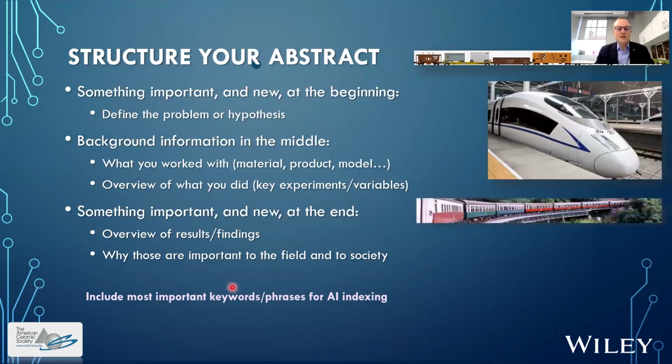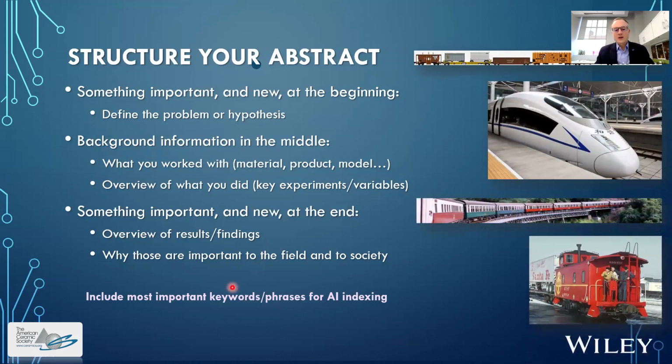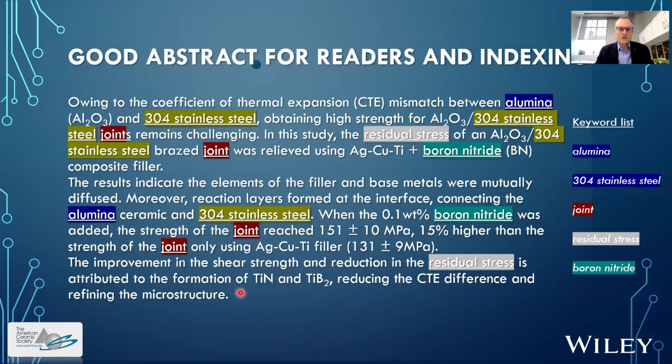Make sure that your abstract includes the most important keywords and phrases for AI indexing. We want to make sure that people are able to find your papers, and tools like Google Scholar are going through your abstracts and your titles to pick out keywords from there. And so make sure that you consider that audience of these AI tools that are combing through the peer-reviewed literature to make sure that they are able to pick out those keywords so that readers can find it when they use those search engines.